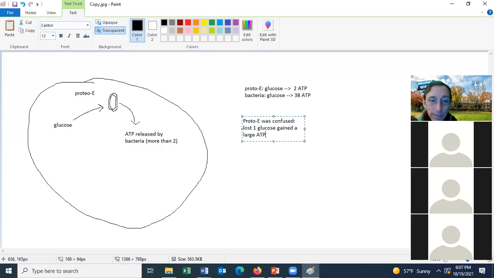Where the proto-eukaryote said, well, this is a good thing. This bacteria is making me ATP from glucose and is making a lot more ATP than I can make. So I'm going to keep this bacteria around and then it'll make me ATP. And so the proto-eukaryote fed the bacteria glucose, and then the bacteria released ATP into the cytoplasm for the proto-eukaryote. And then the two lived in symbiosis, the proto-eukaryote and the bacteria.